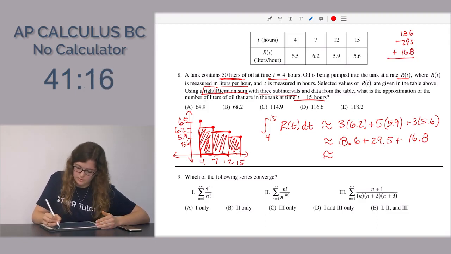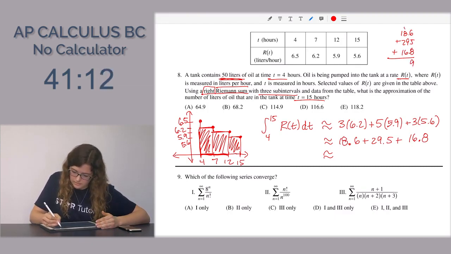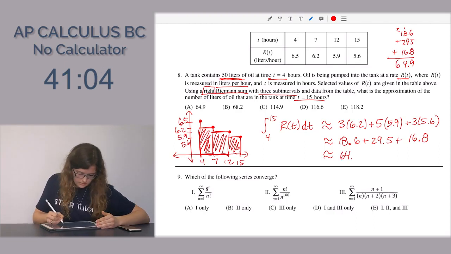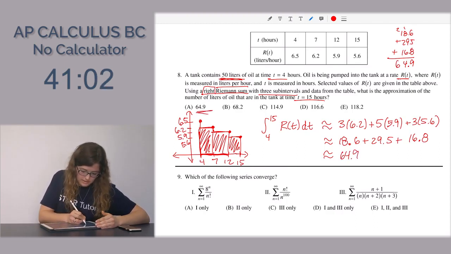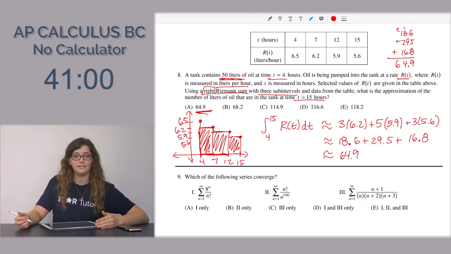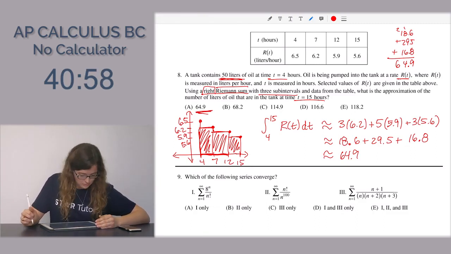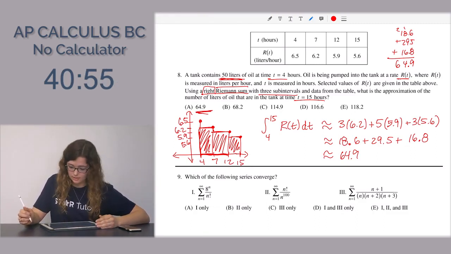14 plus 5 is 19. This is 10 plus 14, that's 24. 4, 2, 3, 4, 5, 6, 64.9. Okay, notice 64.9 is an answer, but that's not the answer to this question, which is where they're going to try and trick you. Most people will probably pick 64.9.